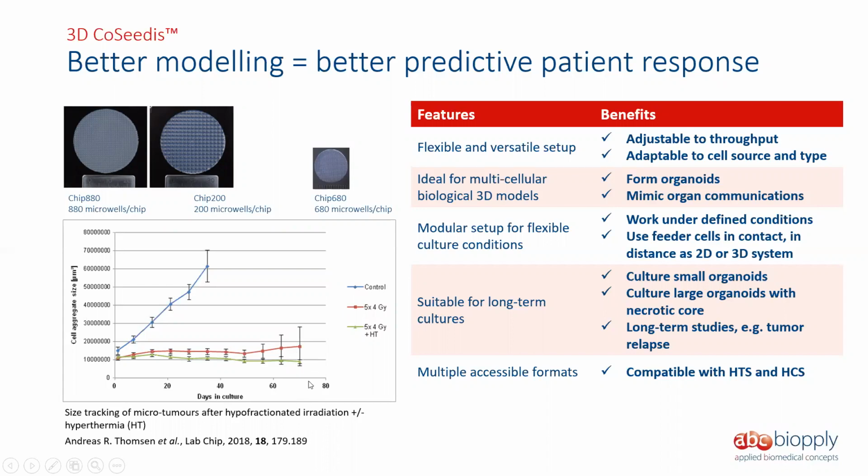So we have 2 aspects here. One is long-term culture, and the second one is that we can expose many, up to 880 tumors, to identical conditions and therefore get very good statistical relevance. And of course, this multitude of microtumors that can be produced is also an ideal tool for high throughput and high content applications, about which I'm going to talk more in the next slides.